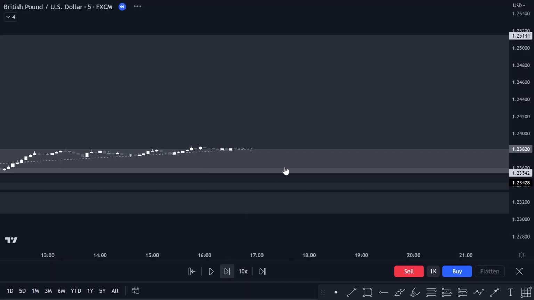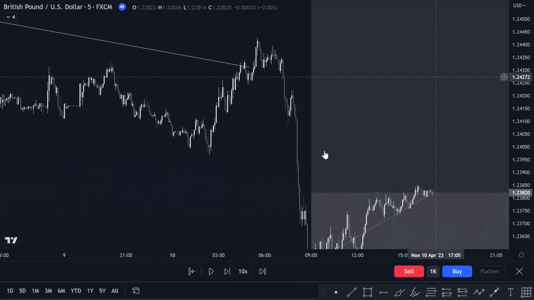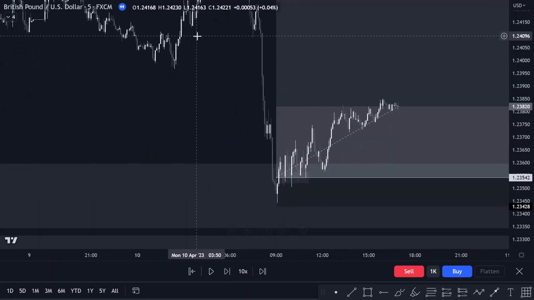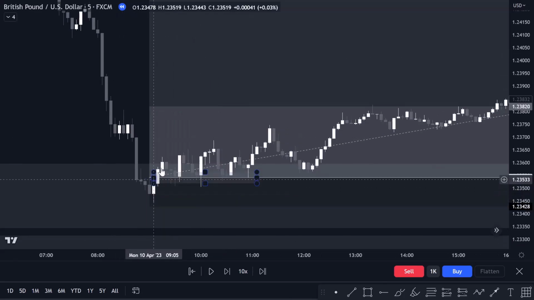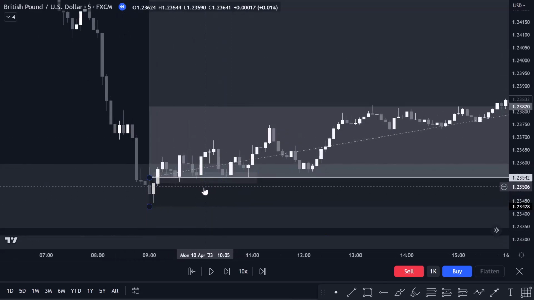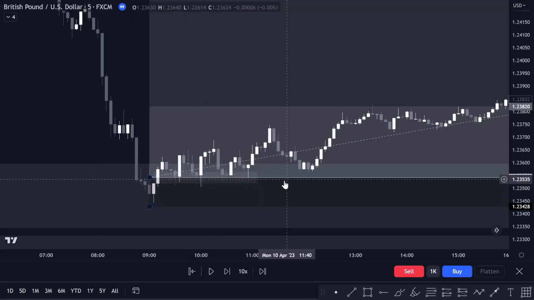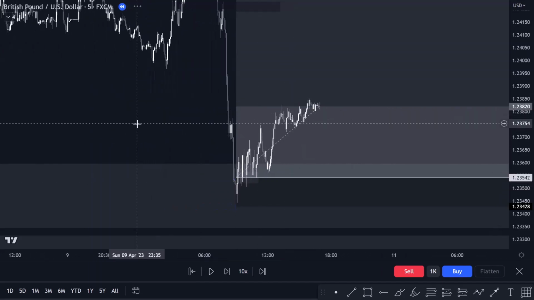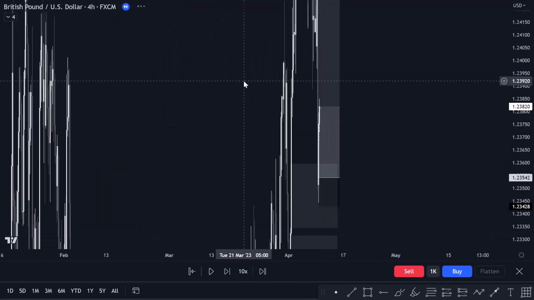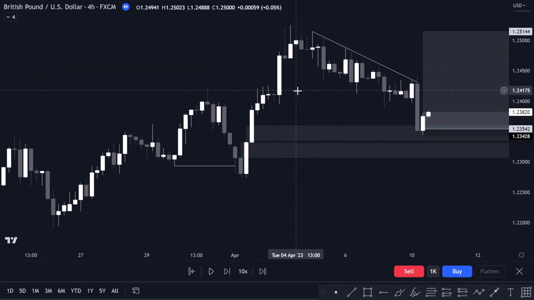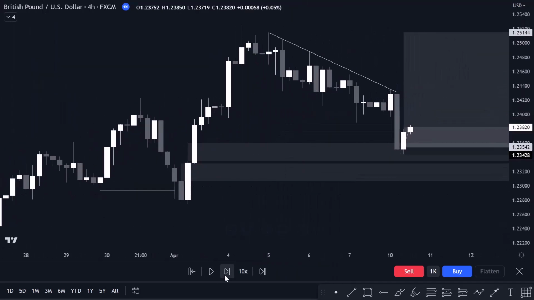Okay, so back to the 5 minutes. I want to see what price did. You can see that price came back to the fair value gap. You see, it did not close below the fair value gap and go above from there. Switching back to the 4 hours just to make life faster. What's gonna happen is this.